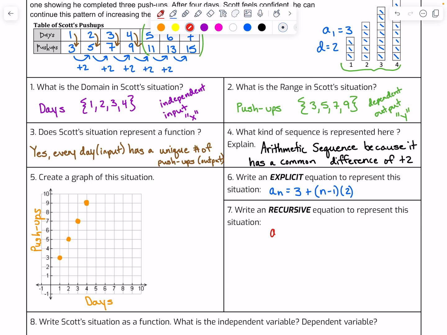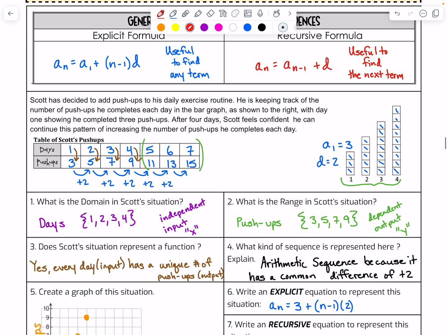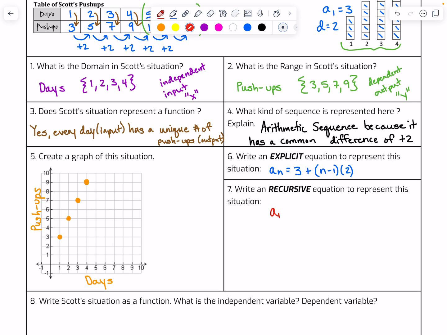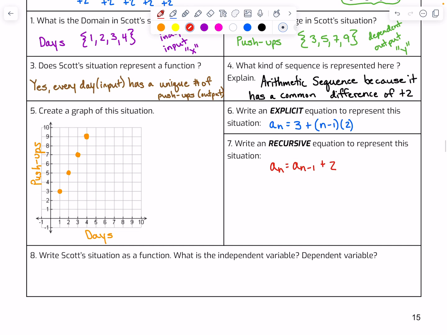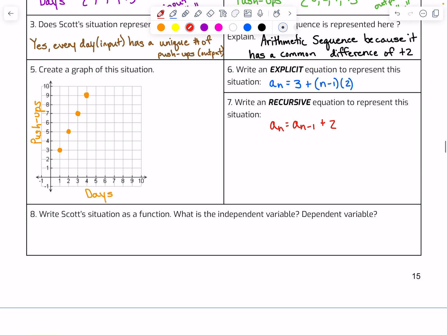All right, then it says write a recursive equation to represent this situation. So that's when we have the one where we know the previous term. So a sub n equals the previous term, a sub n minus 1, plus the common difference, which we know is, oh, not 3. I'm thinking of the first term. It is 2. Okay, so then it asks us to write Scott's situation as a function, and then it asks what is the independent variable and what is the dependent variable.